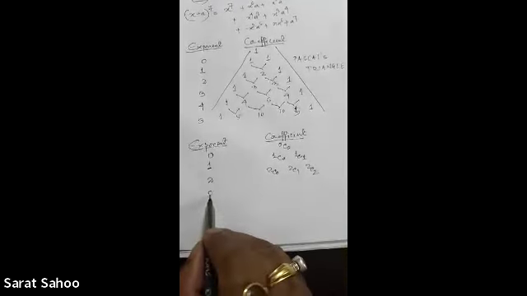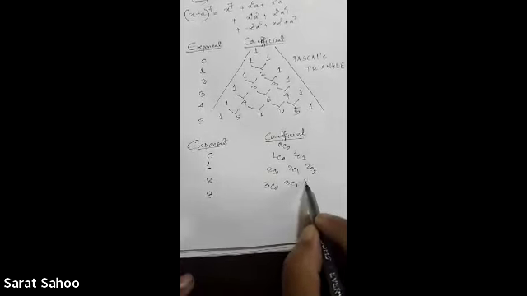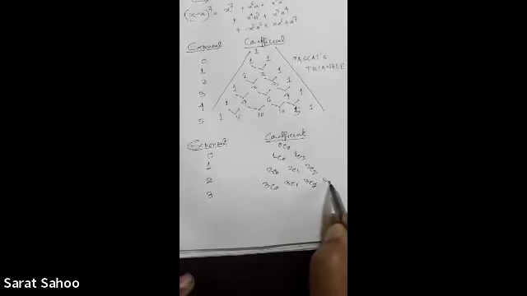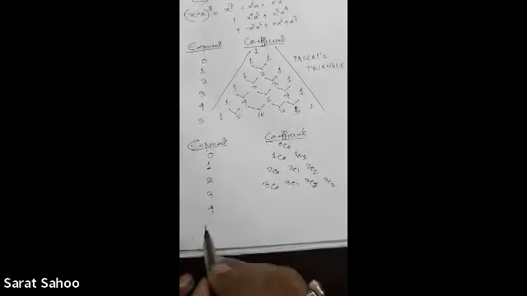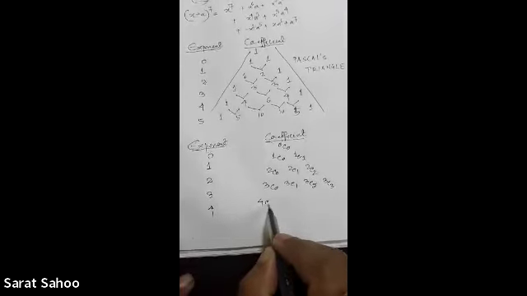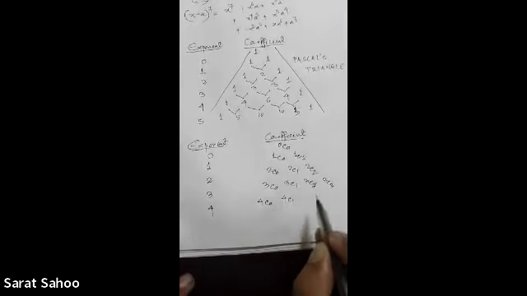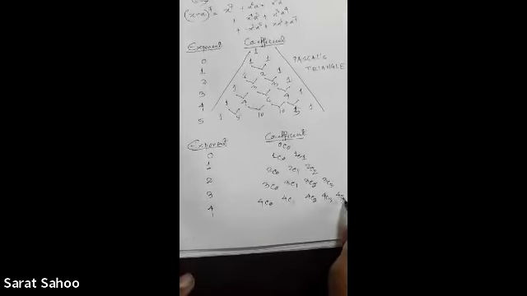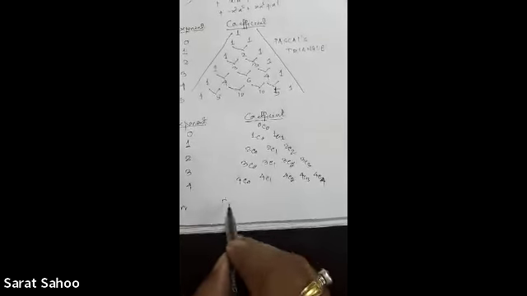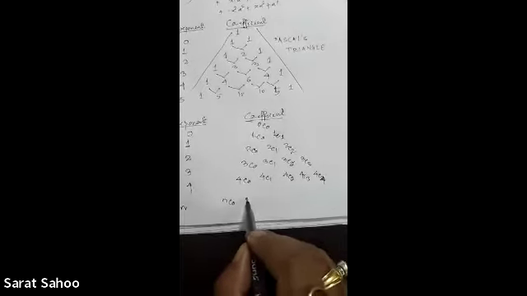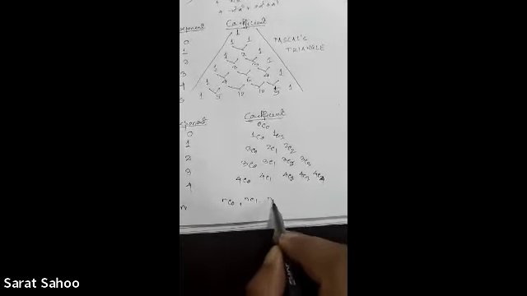If the exponent is 3, the coefficients are 3C0, 3C1, 3C2, and 3C3. If the exponent is 4, the coefficients are 4C0, 4C1, 4C2, 4C3, 4C4. Similarly, if the exponent of the binomial is n, then the coefficients are from nC0 to nCn: nC0, nC1, nC2, up to nCn.